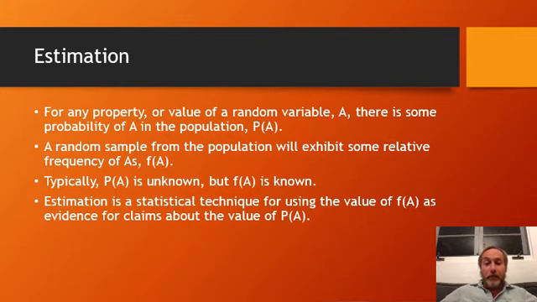Now, a random sample from the population, right, will exhibit a relative frequency of A. So we'll call that little f(A), right? Same thing, it's just from our sample, we notice 55% of the smokers are male, right? Typically, we don't know P(A), that's what we'd like to know, but we can know f(A), right? We can know the relative frequency in our sample.